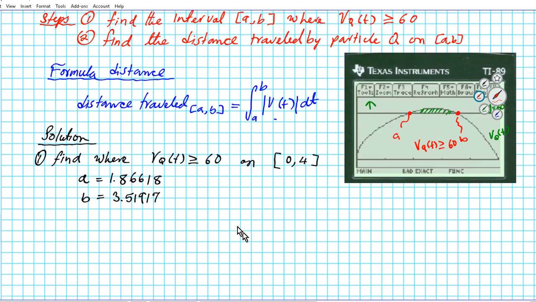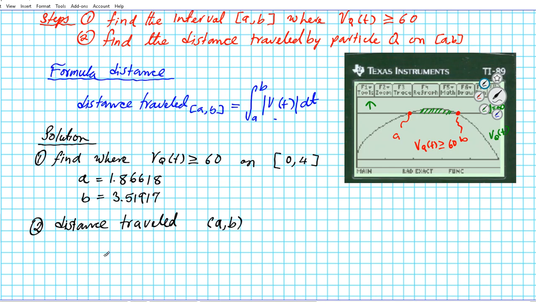Okay, now we're done with part 1. Let's go ahead and find the distance traveled by the particle on that interval. So part 2, distance traveled by q on this interval that we just found. You know what? Let's just do this. Traveled. There's something else, another trick I should have done, but yeah, it's okay. Traveled on AB. So I could have stored these two values, but it is what it is.